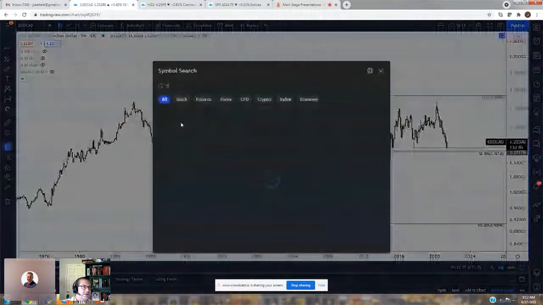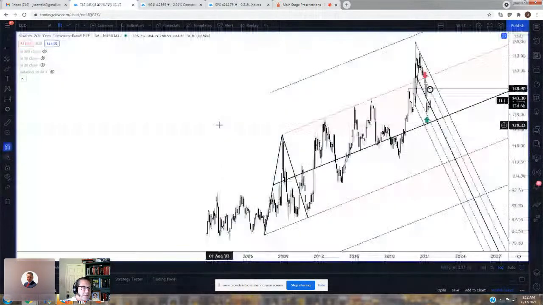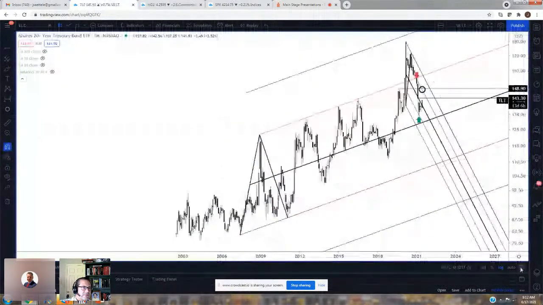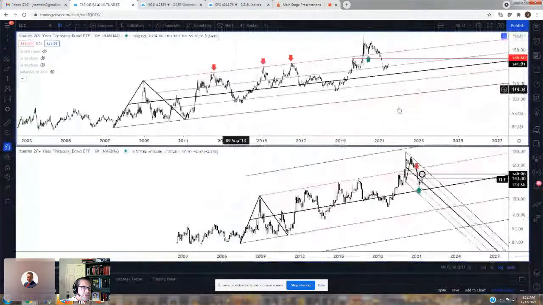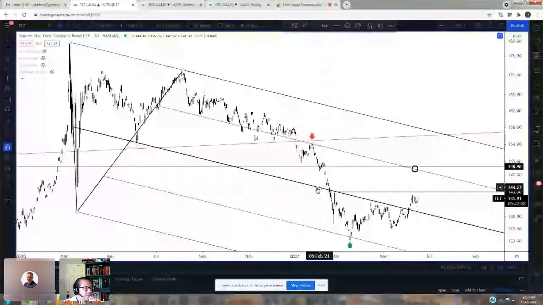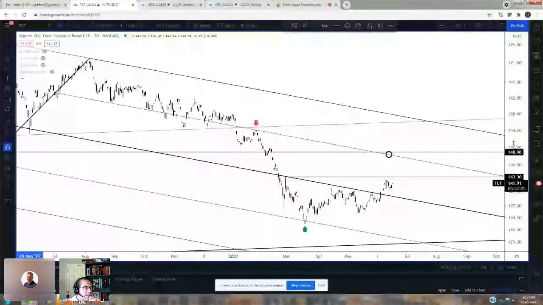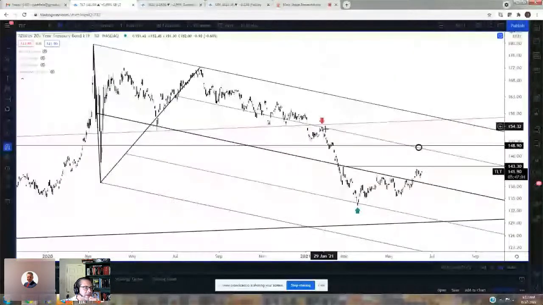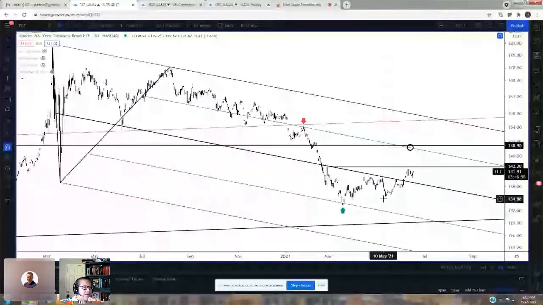TLT, which is just the bond ETF. This is actually another good example of using median lines. So here we have the channel. And again, trading between the 25 line and the 75 line. We hit the median line, we came back, we hit the median line, we broke through. If we do pull back, which again would mean rising rates, then this should be support.